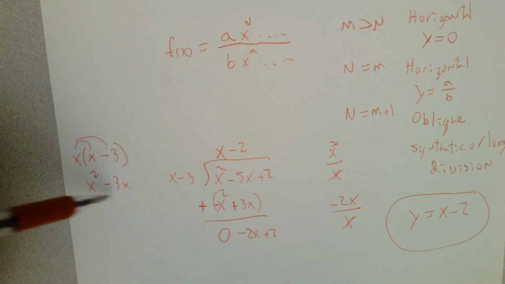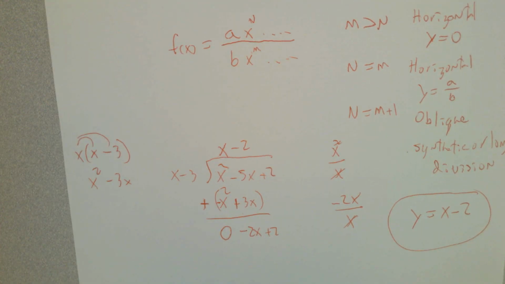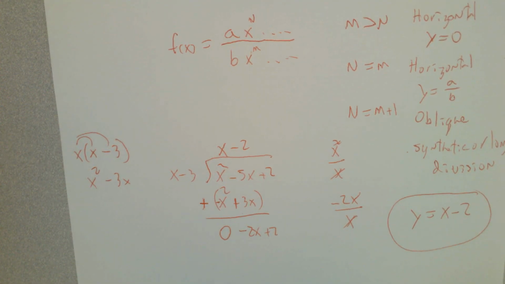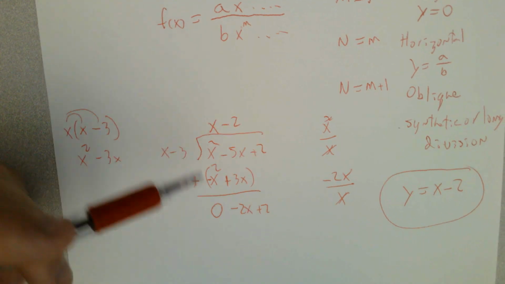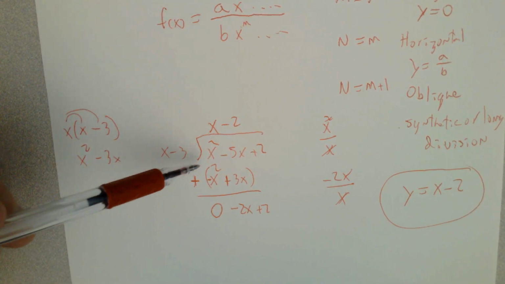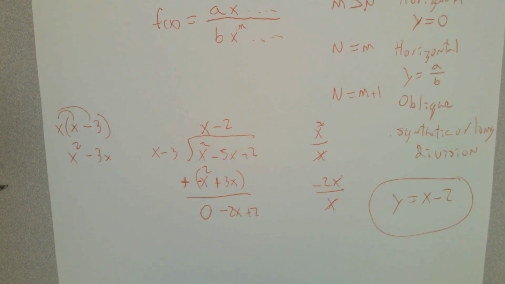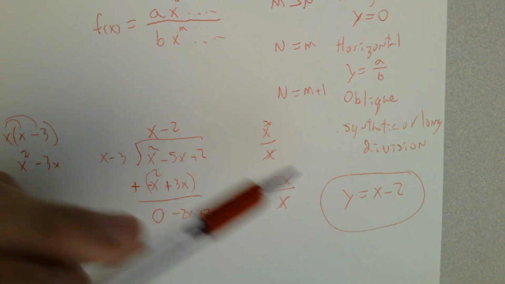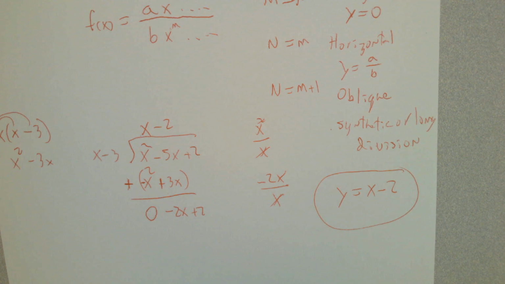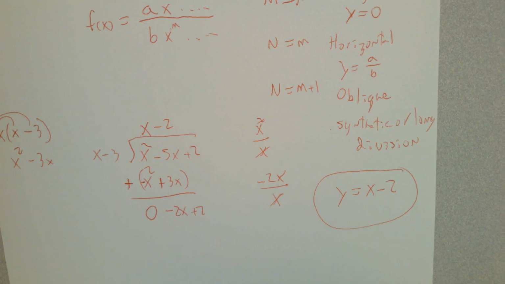Continuing this problem further would just give us a remainder term. We don't need the remainder term for this application, but if you're doing a full long division, you would keep going and find any remainder terms that are left over. But for the purposes of this problem, that's as far as we need to go. We have our oblique asymptote.